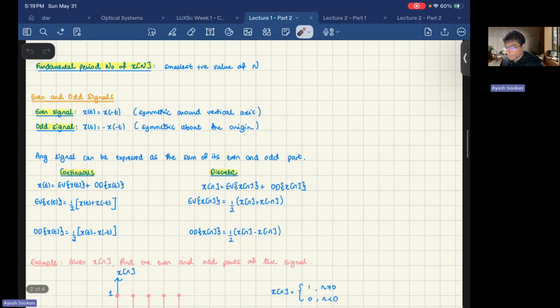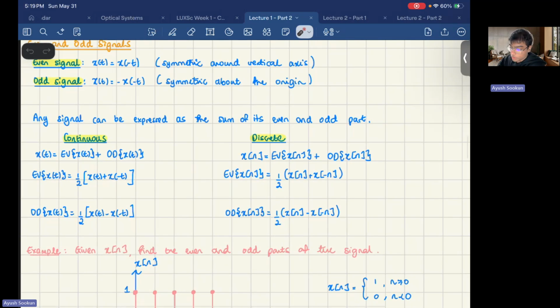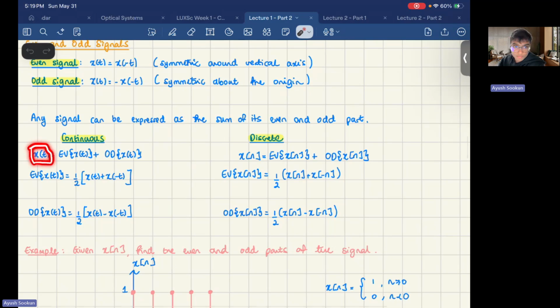Symmetric about the origin. Okay. Now, any signal, that's a general statement. Any signal can be expressed as the sum of its even and odd part. For continuous time signal, we have x of t, which is a total signal, is the sum of the even part of the signal, EV is the even, plus the odd, OD.